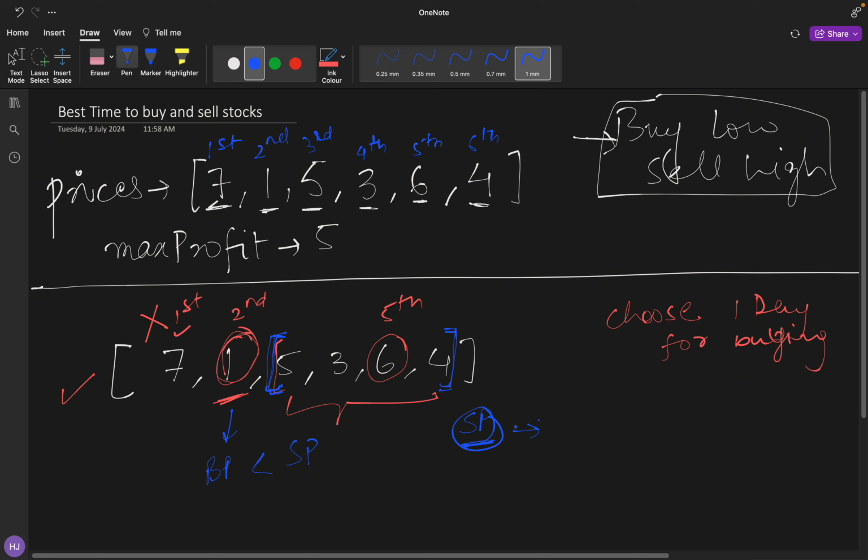That's not allowed, as we have already mentioned. If we have bought the stock, we have to hold, and then we will sell, and then we can purchase another stock, right? So we have to choose the selling price from the array in such a way that it should be after my buying price, and it should not be equal to my buying price, right? That's it. So let's get started.